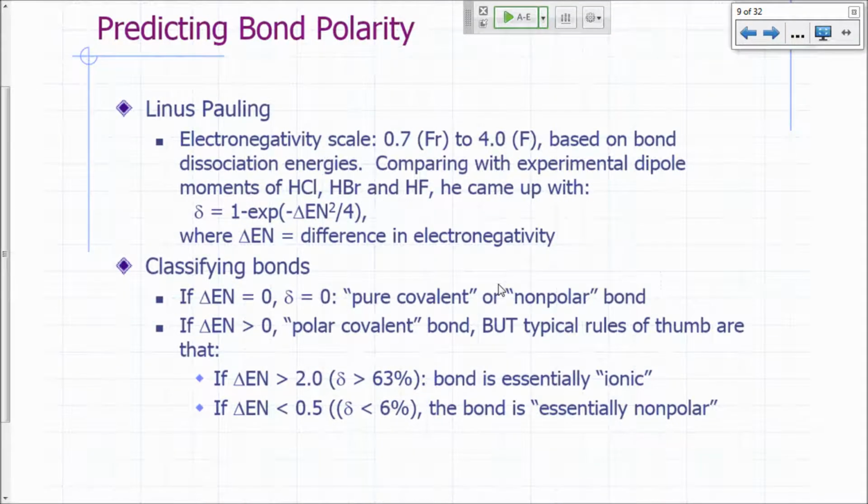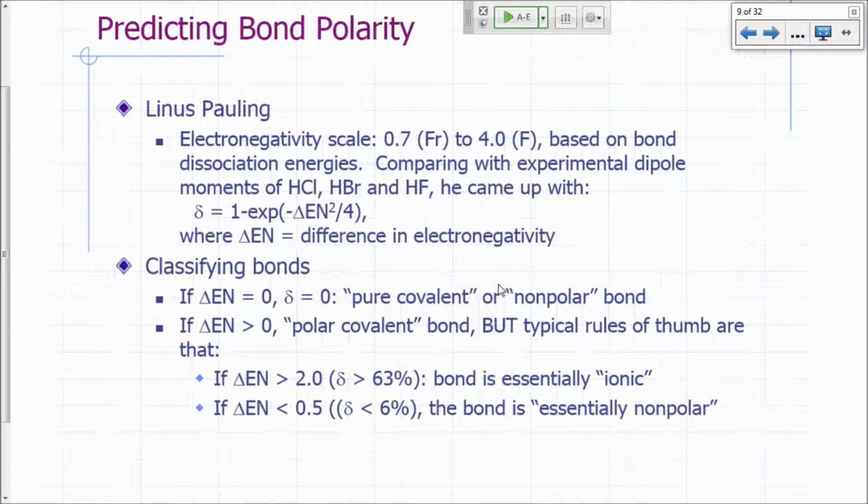So how do we predict bond polarity? If you recall, ionization energy increases left to right across a row in your periodic table, and so does electron affinity. And so what is ionization energy? A measure of how hard it is to remove an electron from an atom. And electron affinity is a measure of the ability of an atom to accept an electron, right? So the higher the electron affinity and the higher the ionization energy, the higher the electronegativity.